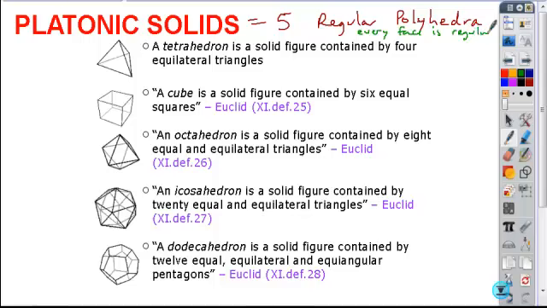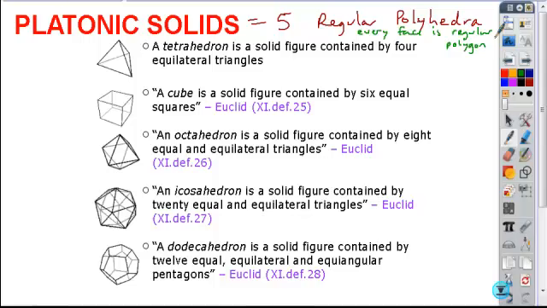So in these 5 Platonic solids, every face is a regular polygon. And not just a regular polygon, but it's all the exact same regular polygon. So it's not like there's equilateral triangles mixed with pentagons or hexagons, right? Or squares. It's all the same exact regular polygon.